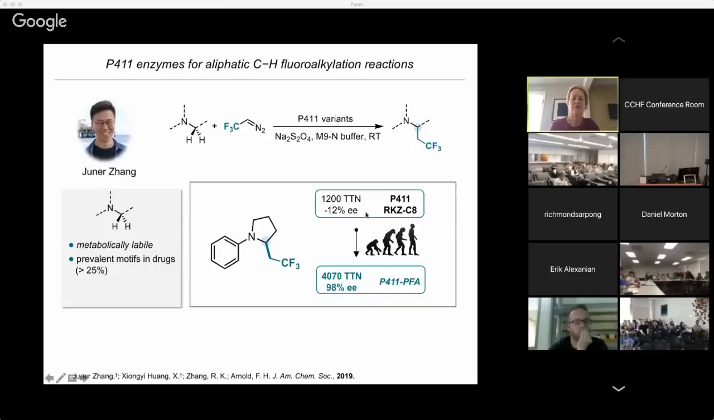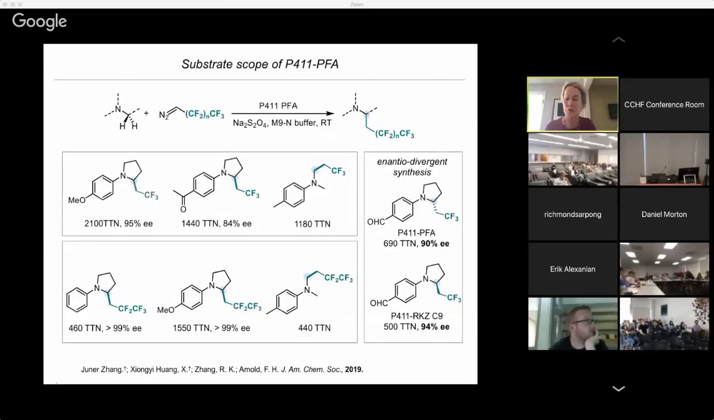So Jun'er and Zhangyi found in Kelly's lineage an enzyme that had very poor selectivity, but at least some activity for this. And over several generations of evolution, they were able to create P411 PFA. I'm not doing any of the protein engineering in this talk, but they were able to make this catalyst that will fluoroalkylate here with 98% EE. So all done in water using atom economic carbene precursors for that. And it has quite a reasonable scope. So once again, it's at room temperature and in water.